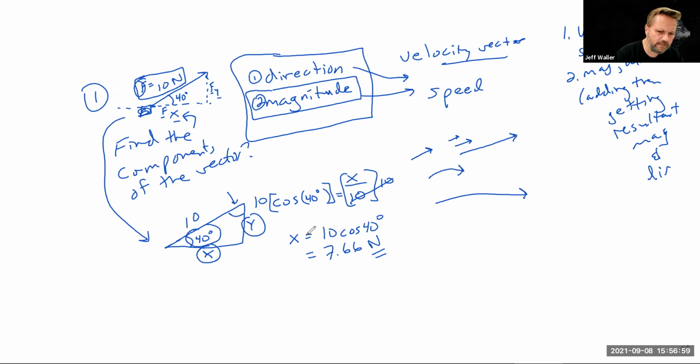Okay, how do I get the y piece? So we got the x piece, right? This is the x component of the vector. Can somebody give me the y component? How do I get the y piece? Sine? Yes. So if I start off with sine of 40 degrees, what would the ratio be that I could create?